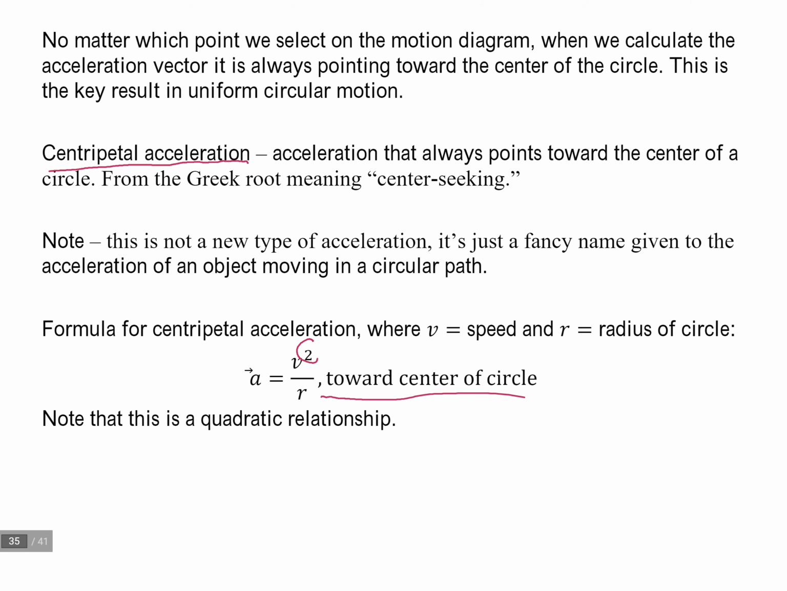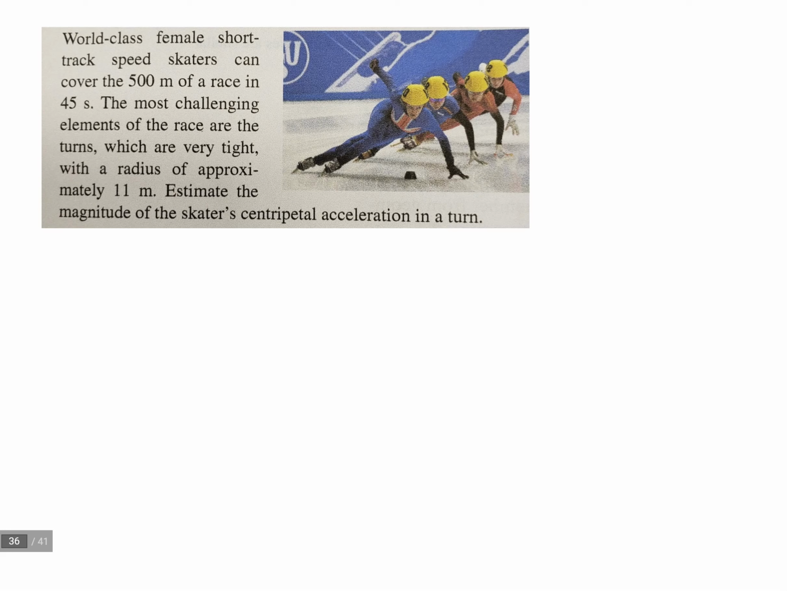So let's go ahead and go on. Short track speed skaters can cover the 500 meters of a race in 45 seconds. The most challenging elements of the race are the turns, which are very tight with a radius of approximately 11 meters.